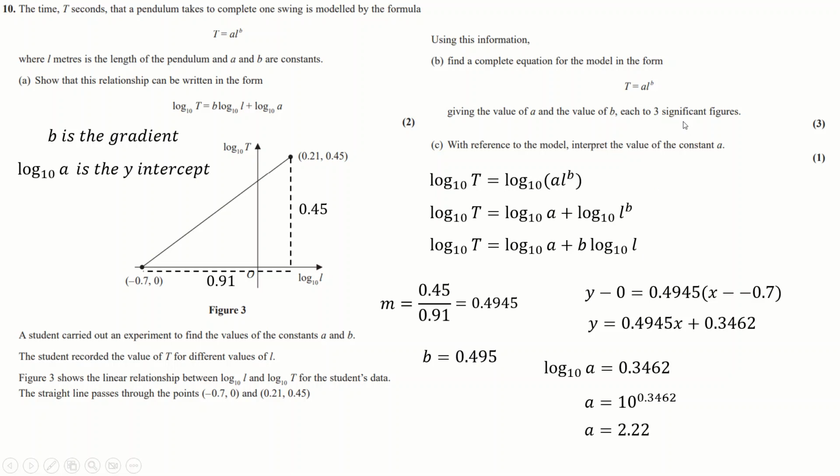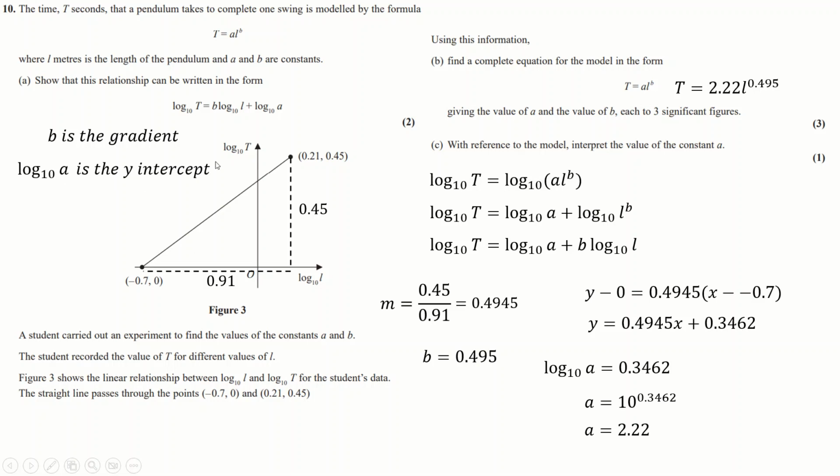And I actually lost a mark here looking at the mark scheme because I didn't bother to write this out, which apparently you must do, which I think is dumb. With reference to the model, interpret the value of the constant a. So we need to read this carefully, right? So with reference to the model, what's a doing here?